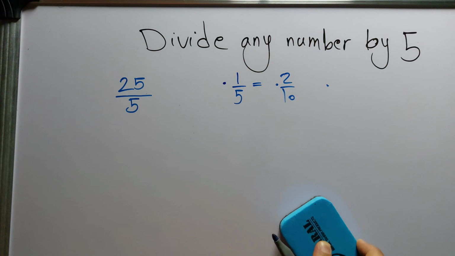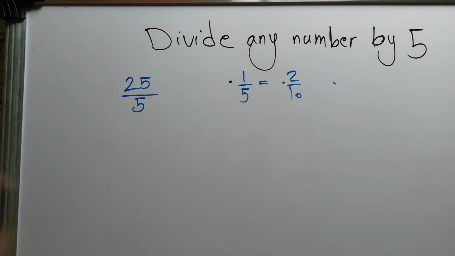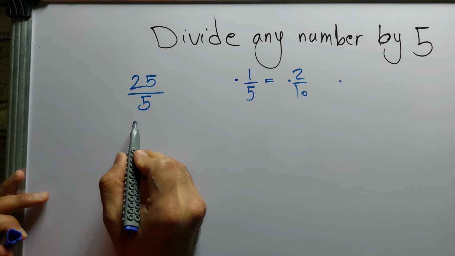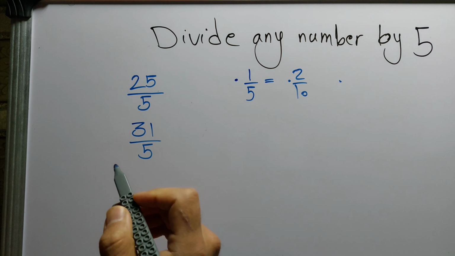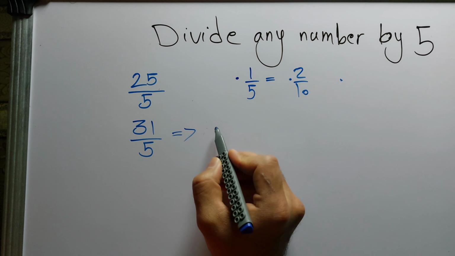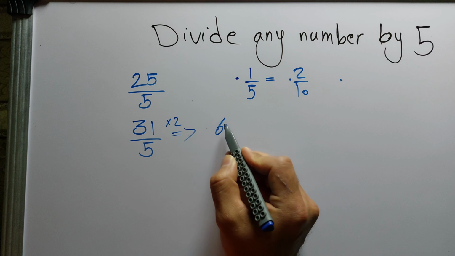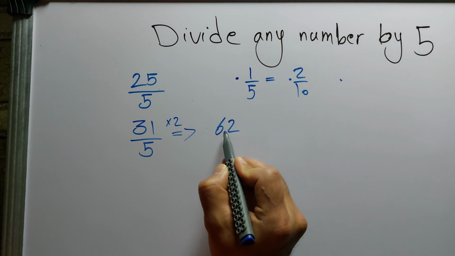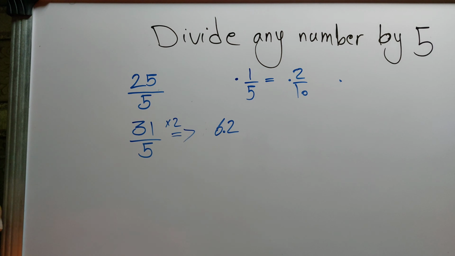Then you can use, for example, a step-by-step, simpler approach. Let's say we want to divide 31 by 5. Just quickly multiply that by 2. So 31 divided by 5 is multiplied by 2. It is just 62, right? And then put a decimal point behind the very last digit.